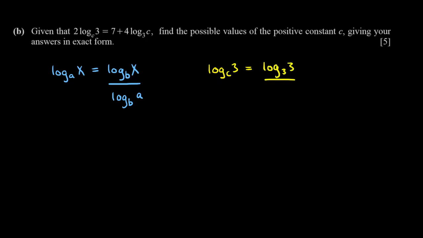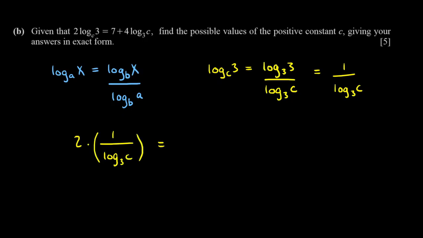The way we're going to do that is we're going to divide through by log base 3 of the old base, c. Hopefully you can see we've got the same base on the right-hand side. Well, log base 3 of 3 is the same as 1, and so this is just 1 over log base 3 of c. I can take my equation and rewrite it: 2 times 1 over log base 3 of c is equal to 7 plus 4 log base 3 of c.